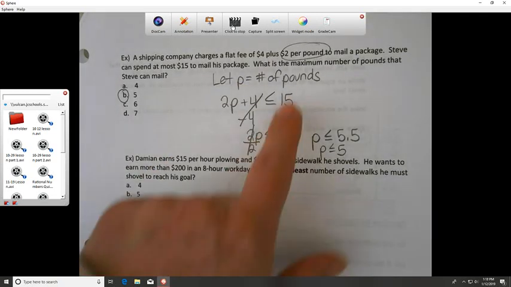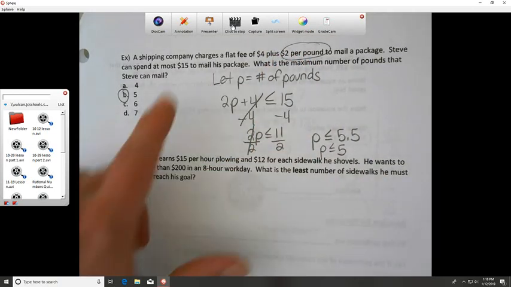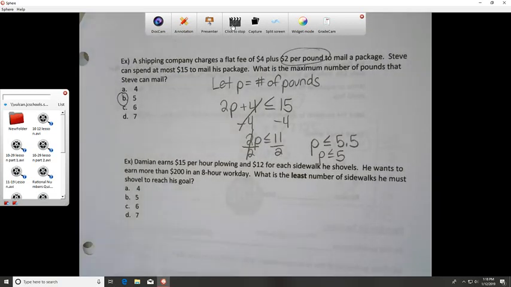So you could say 6 times 2 would be 12, plus the 4 would be 16. That's too much because they only have $15. So you can test it out that way also.